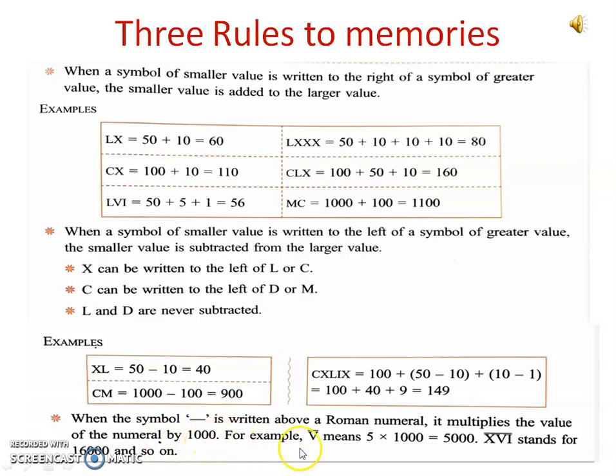For example, V bar. On this numeral V, we can observe there is a bar. So this notation gives us the value 5 into 1000, because V stands for the value 5, and this bar on its head shows the multiplication by 1000. So 5 into 1000 is equal to 5000. We will get 5000.